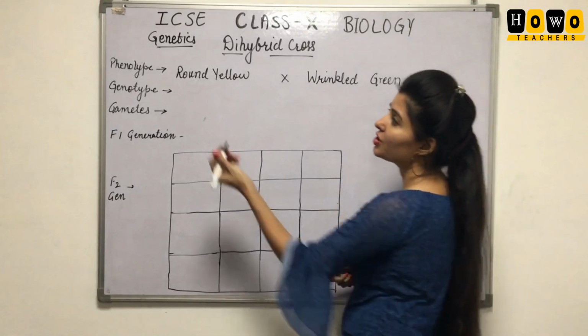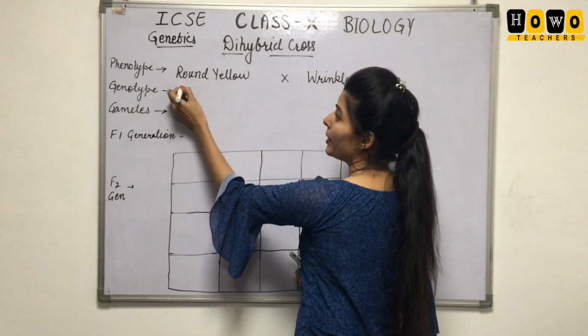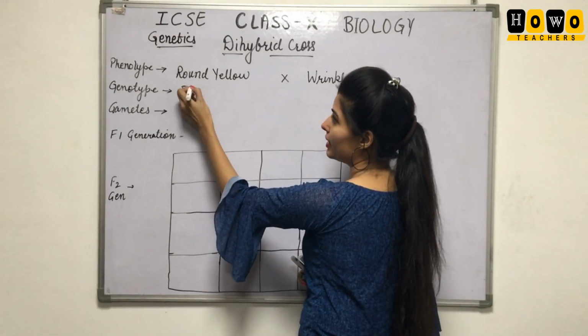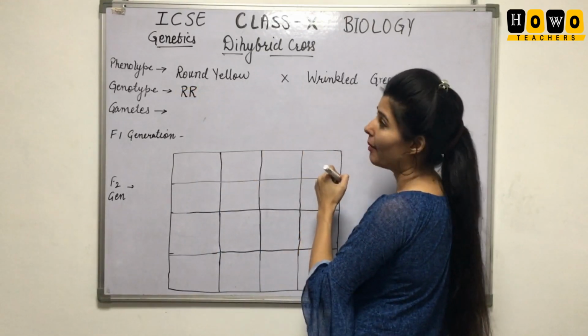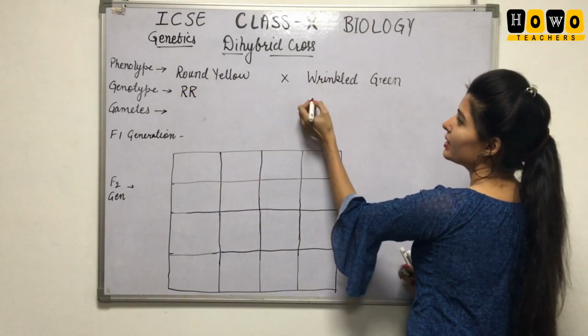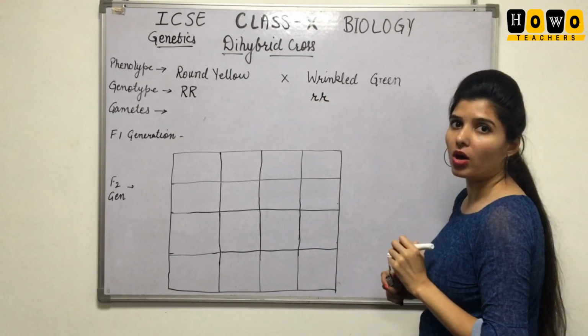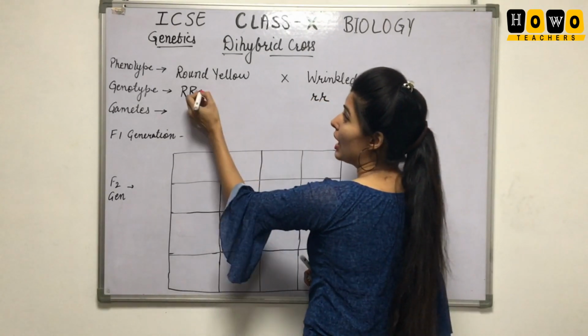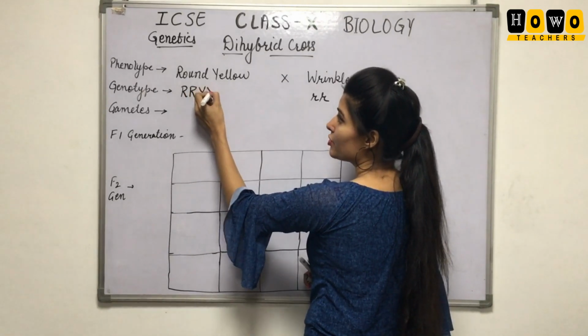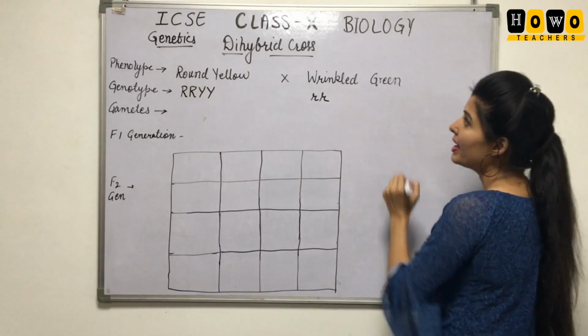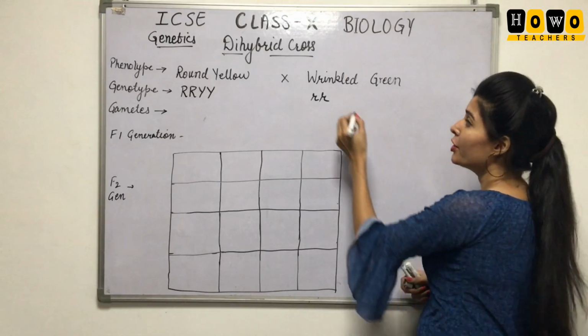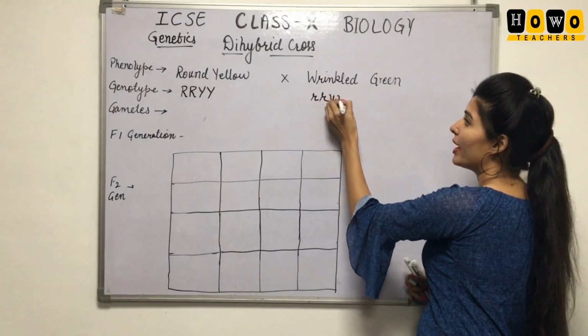Let me write down the genotype for round. Because it is a dominant character, I am writing capital R, and wrinkled, as it is a recessive character, I am writing small r. Yellow, again it is dominant, so capital Y, and green is recessive, so I am writing small y.